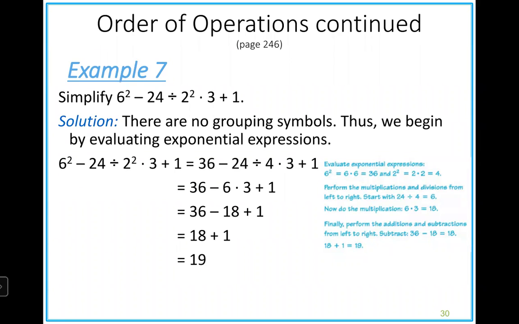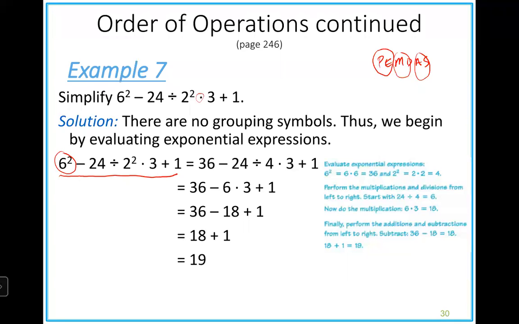This dot here in the book indicates multiplication. Because we are using PEMDAS, do these two first, then these two, then these two. There are no parentheses in this, no brackets. So the first thing we're going to do is the exponents. So this is the question.